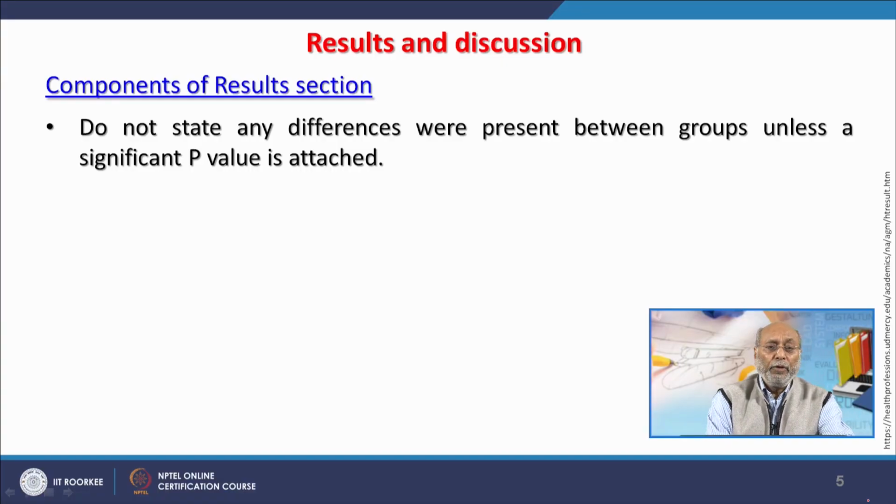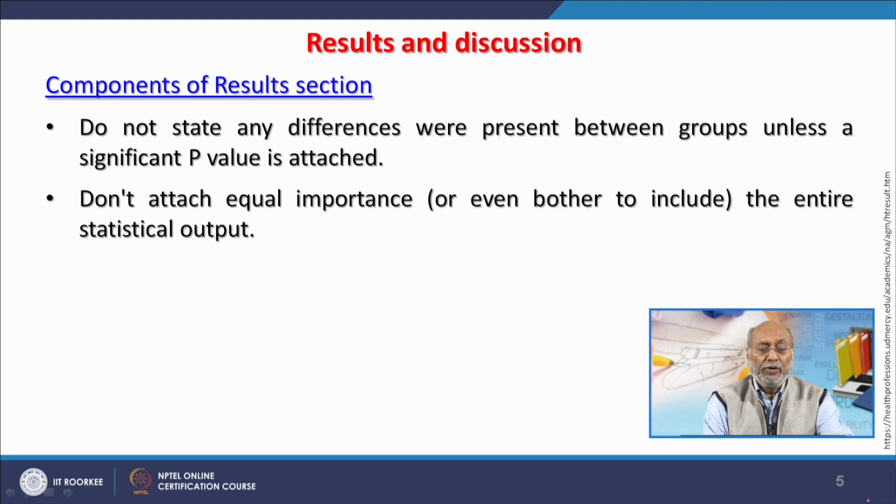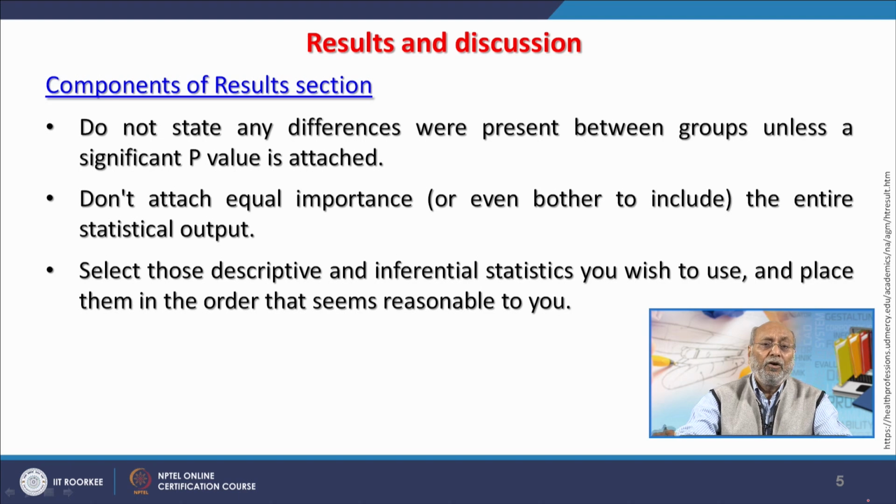There are further components of the results section: do not state any differences between groups unless a significant p value is attached, and do not attach equal importance to everything or even bother to include the entire statistical output. See, what you are doing in the results section is not a discussion section. So a results section should only present the results which have come through the analysis of the data generated in the lab or field, and select only those descriptive and inferential statistics which support your results.